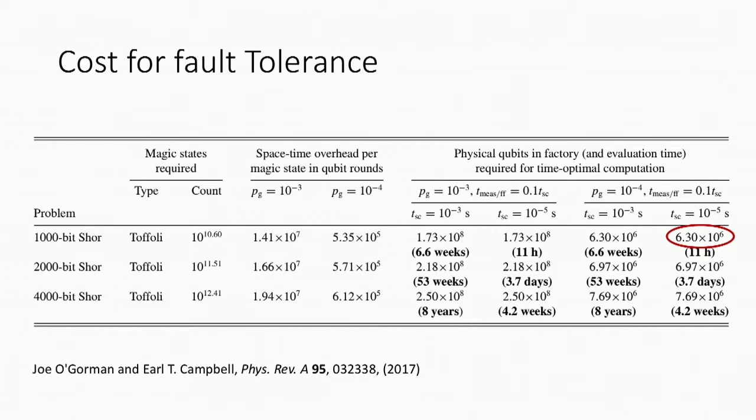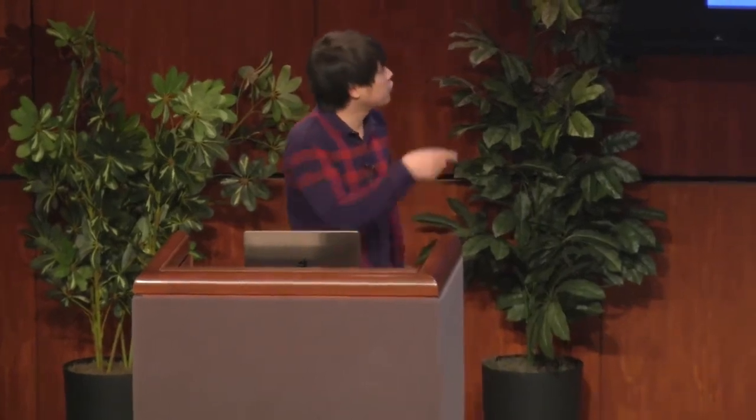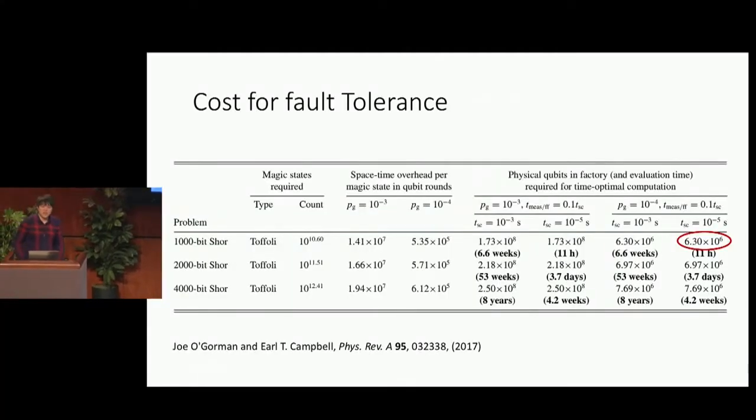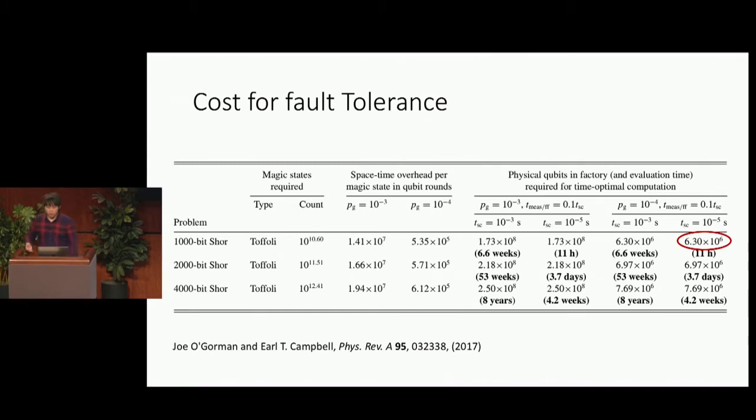This graph is from this paper, where I think the author is also in the audience. If you are interested, you can ask questions about this graph. So 6 million qubits, I think it's promising probably in 5, 10, or 20 years. But before that time, can we do something without error correction, without fault tolerance?